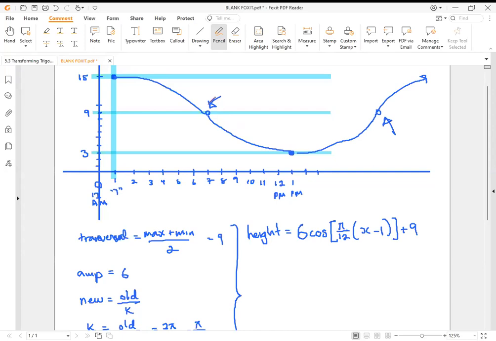Yes? Wait, sorry, where did you get the value from? This, the idea that my cosine curve started at 1 a.m. instead of midnight. The question said start the graph at midnight, so that means I must have shifted 1 to the right.